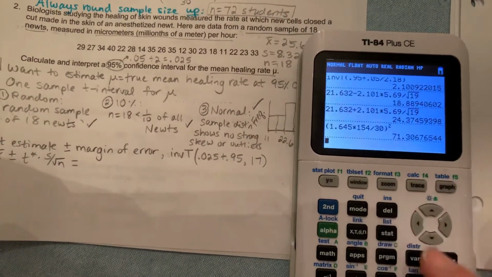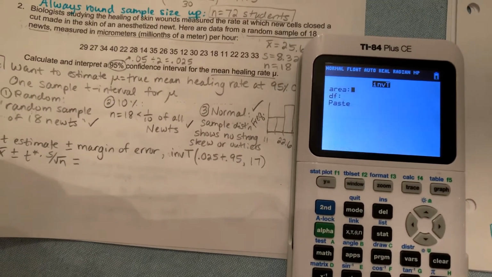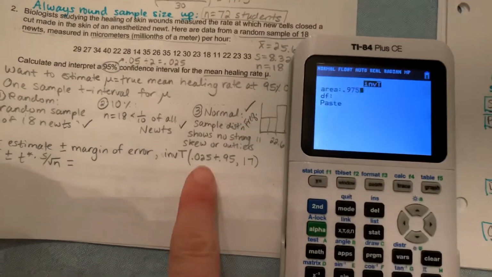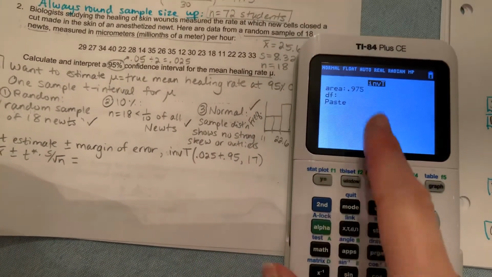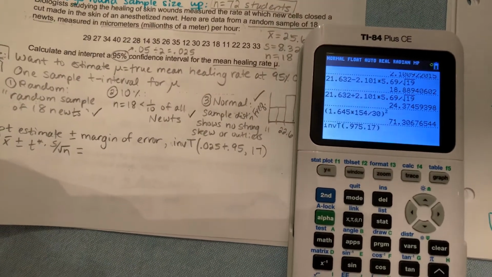Oh, sorry about that, guys. Got stuck on the wrong thing. I cleared out my area. So it should be 0.975. 0.025 plus 0.95 is 0.975. And degrees of freedom is 18 minus 1, so 17.